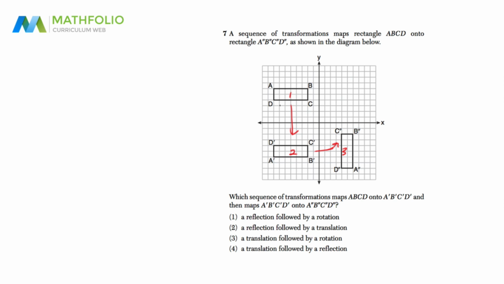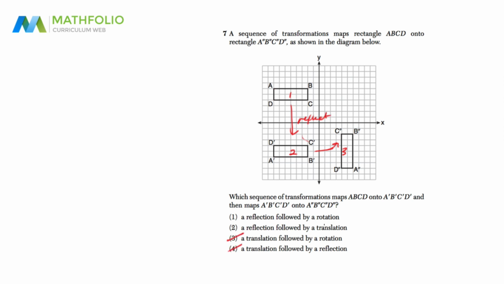So let's see, it looks like A is at the top and D is at the bottom, and that's not the case here. It's switched. D is now at the top and A is at the bottom. So orientation wasn't preserved, which in this case is down to a reflection. So the first thing that happens is a reflection. So I'm going to write that here, reflect. And so the answer must either be 1 or 2.